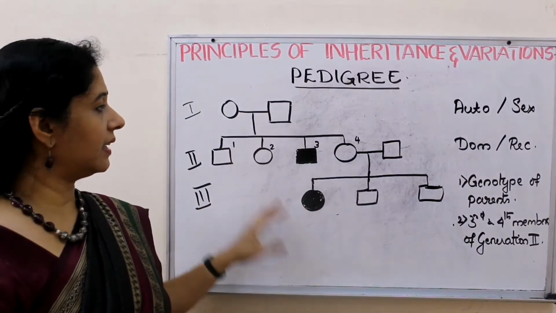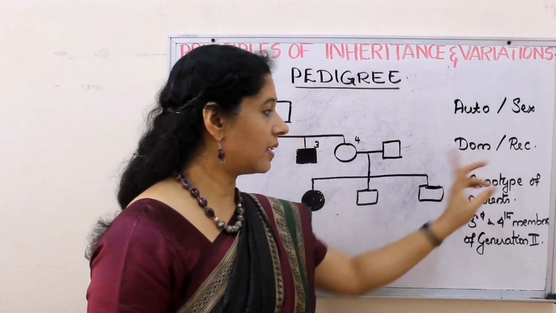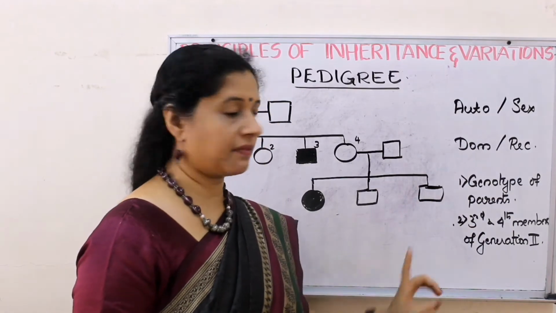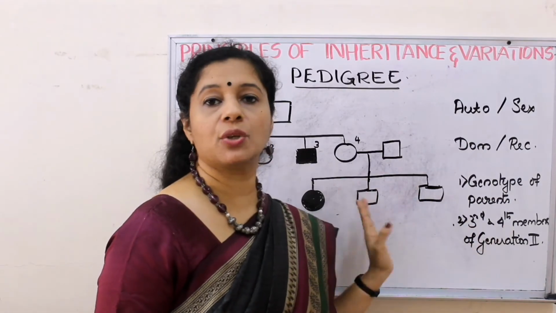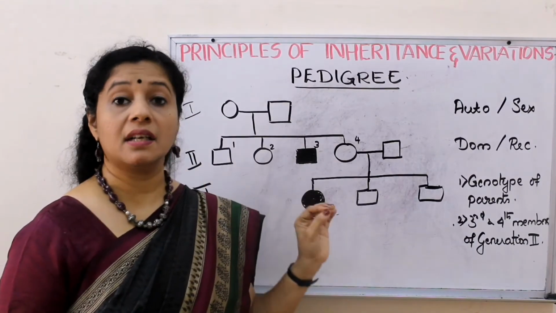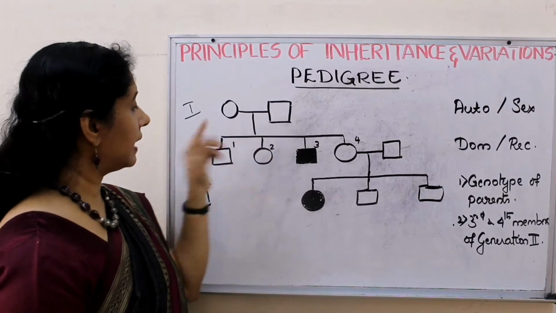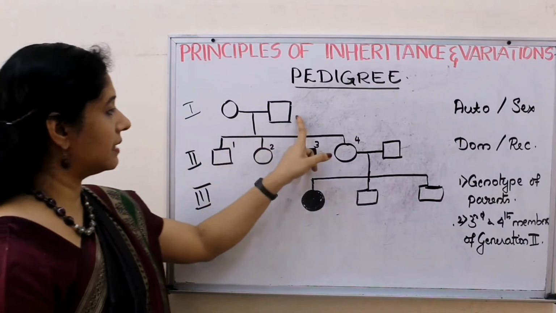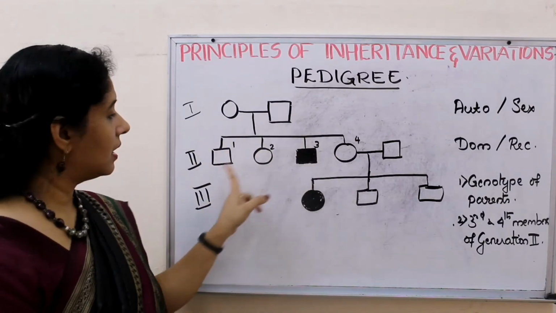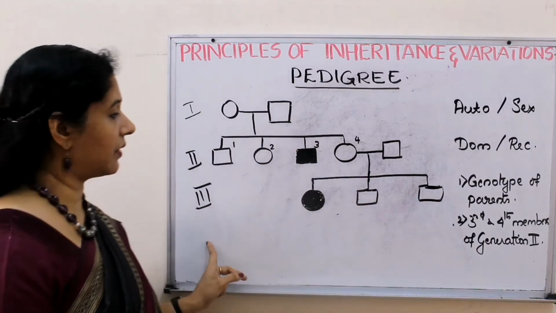So here we have a pedigree and the questions are: is it autosomal or sex-linked, dominant or recessive, the genotype of parents we have to find out, and the third and fourth members of generation 2 we have to find out. So before we start attempting this, first let us learn how to read a pedigree properly. So here we can say there are 3 generations, right? Obviously this is the first generation, the parental generation. Here is the sibling line, second generation. Next is the sibling line, third generation.